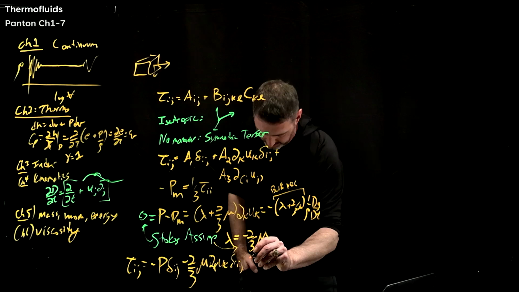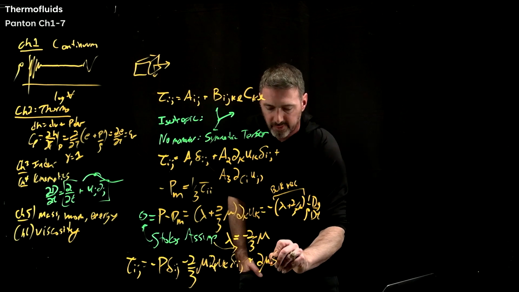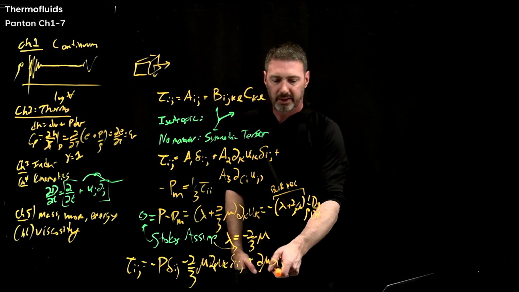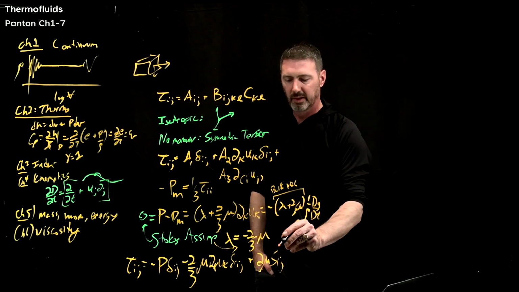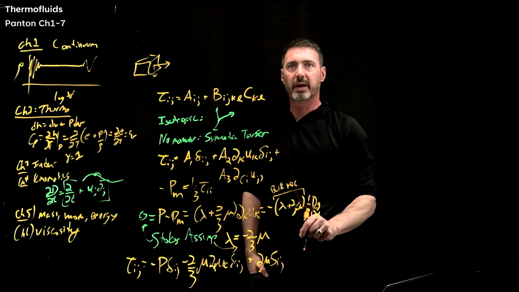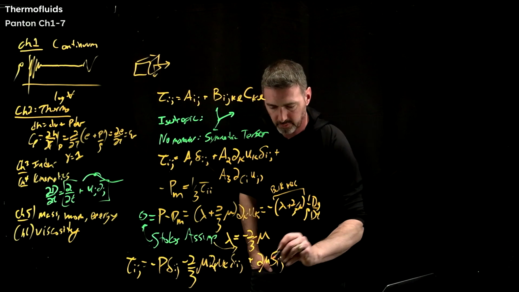And then 2 mu Sij. And here we've talked about the strain rate tensor before. The factor of 2 is because in Panton's book he does define it as sort of twice, or 1/2. Sorry, I'll write that here.